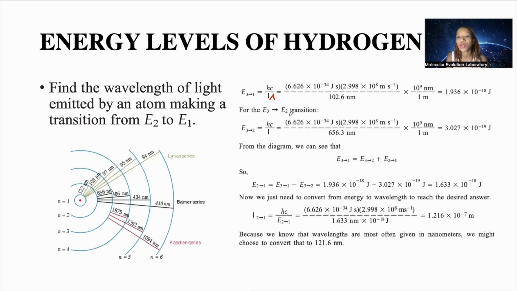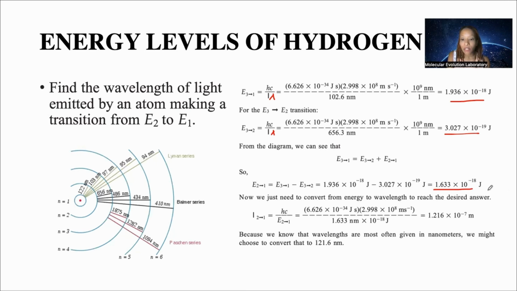For the E3 to E2 transition, you do the same thing, where the energy of the photon is Planck's constant times the speed of light divided by the wavelength that was given, and you convert this to meters, which gives you 3.02 times 10 to the negative 19 joules. So the energy for E2 to E1 is the E3 to E1 energy, 1.936 times 10 to the minus 18 joules, minus the E3 to E2 energy, which was 3.027 times 10 to the negative 19, and this gives you 1.633 times 10 to the negative 18 joules.